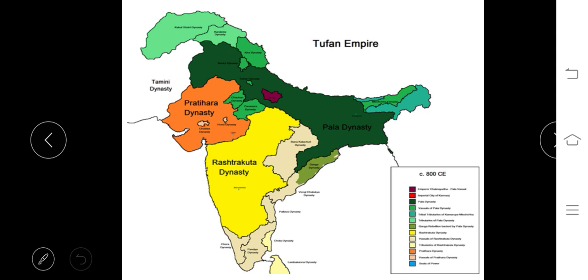So we will be discussing today the history of the Pala Empire or Pala Dynasty. On the map you can see the extension of the Pala Dynasty. This is the name Pala Dynasty, and it extended up to Pakistan and the border of Nepal, Assam, part of Assam, Bangladesh. So this is the extension of the Pala Empire.